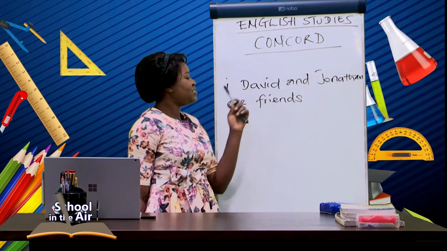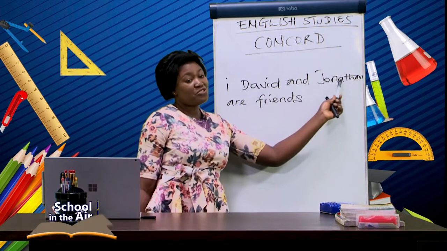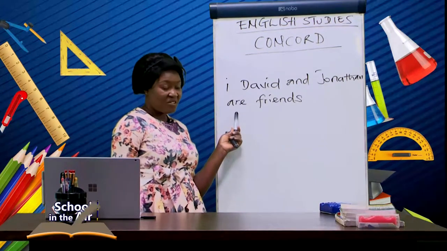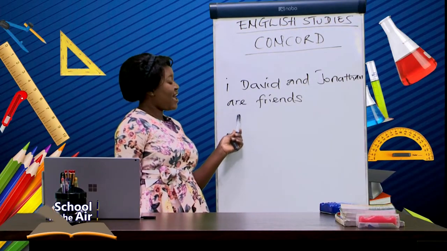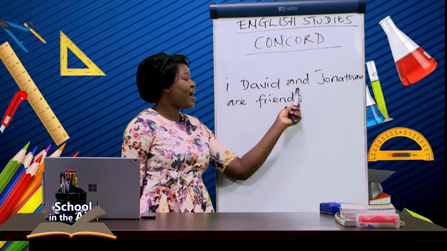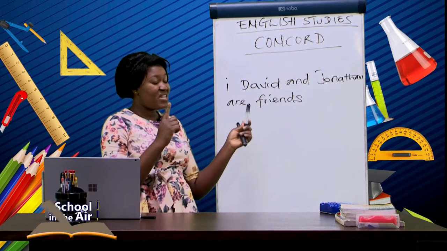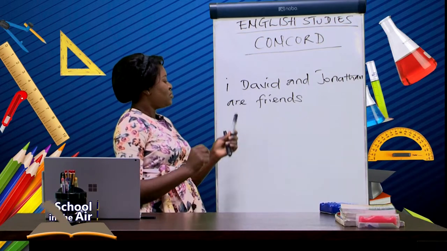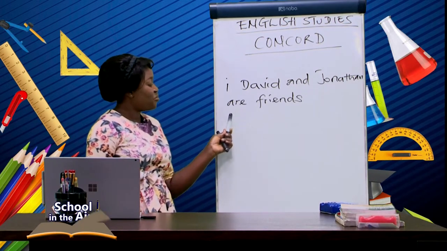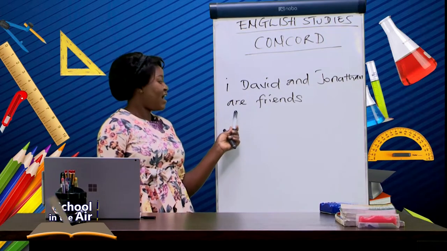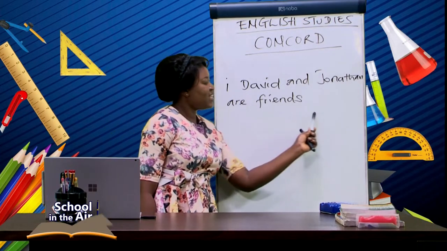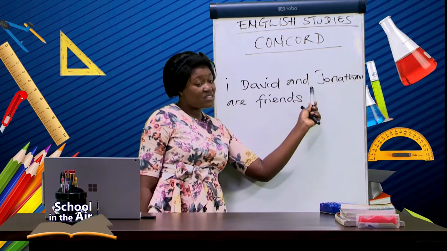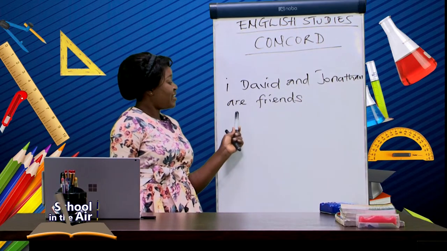Because we have David, which is a noun, and we also have Jonathan connected by "and", it is necessary for us to use "are". We cannot use a singular verb because we have a plural subject here. David as one entity, one person, and Jonathan one person too, making two people. That is why it is necessary for us to use the plural verb, which is "are". And this sentence is meaningful because we have used the right subject. We have also used the right verb.